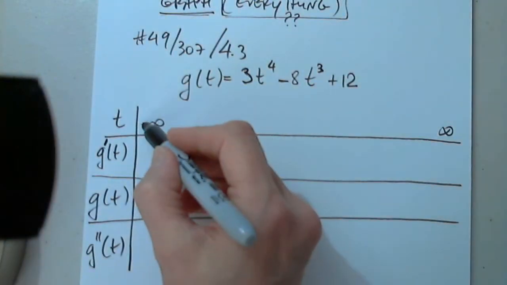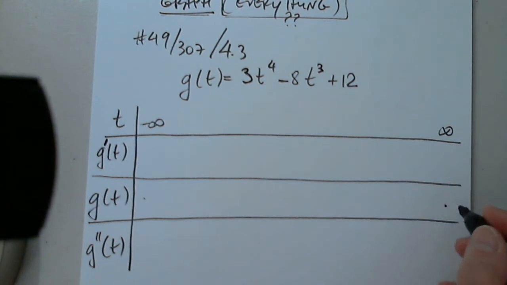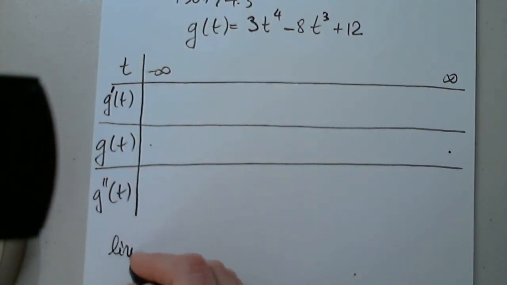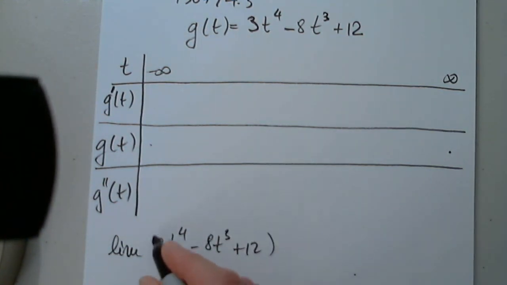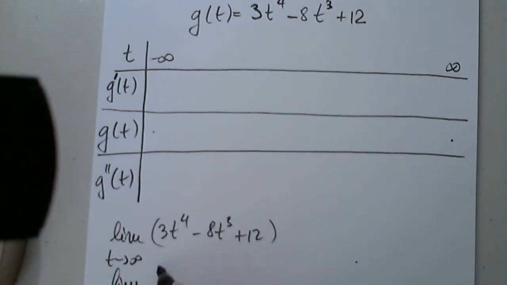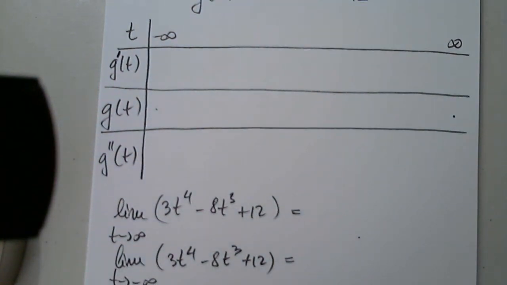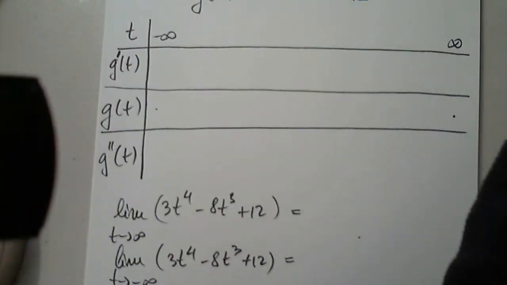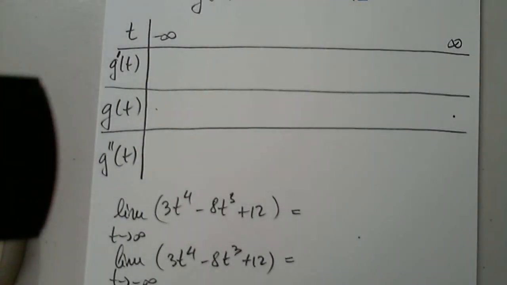So it's a polynomial function defined everywhere. Okay. Immediately, I will find the limits at infinity. So then I have the limit of the function 3t to the fourth minus 8t to the third plus 12 as t approaches infinity, and the same thing when t approaches negative infinity. Can anyone identify these two limits? The infinity one will be infinity and the negative infinity will be negative infinity.